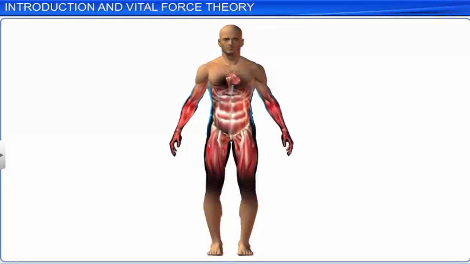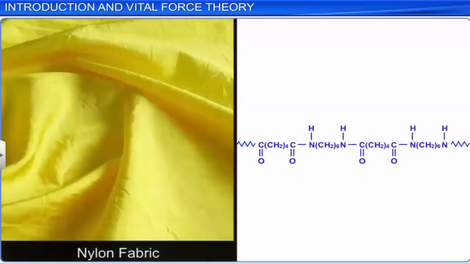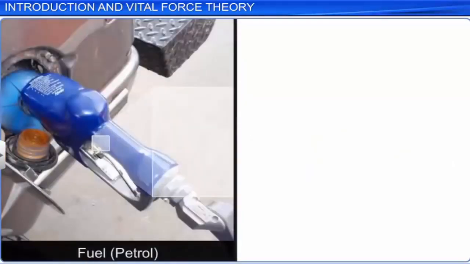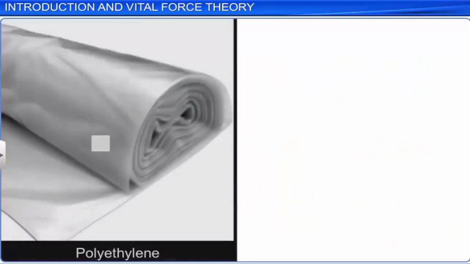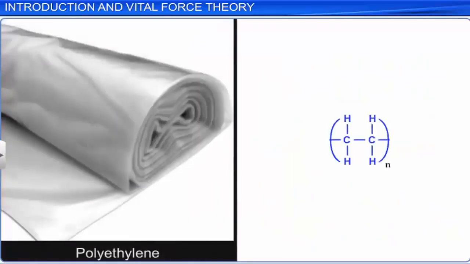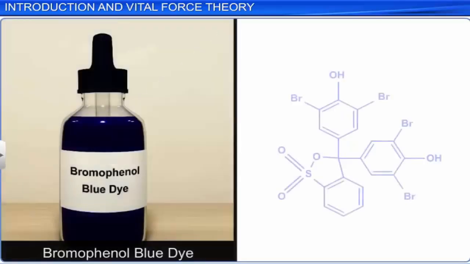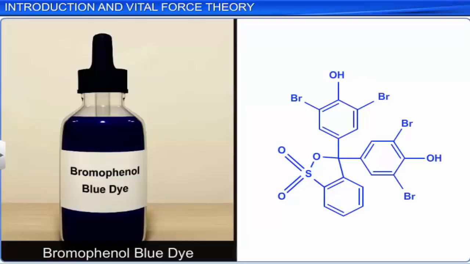Organic chemicals are also present in clothing, as in nylon fabric. In fuels, as a mixture of C7 to C9 hydrocarbons. In polymers, like polyethylene. In dyes, such as bromophenol blue. And in medicines, such as aspirin.